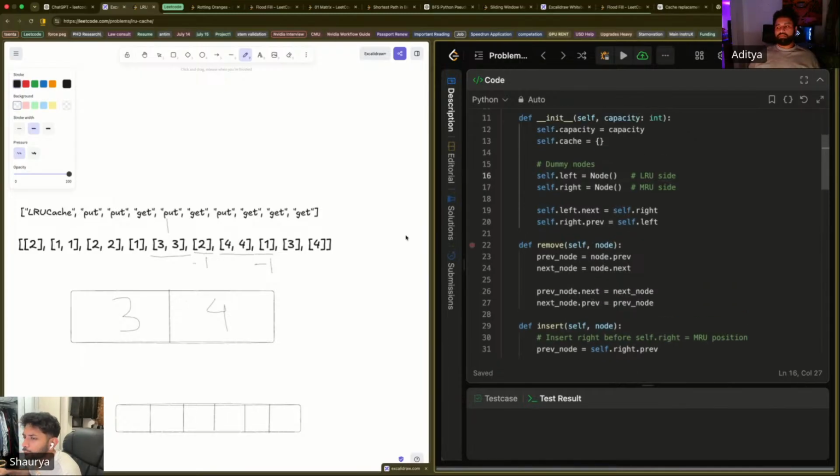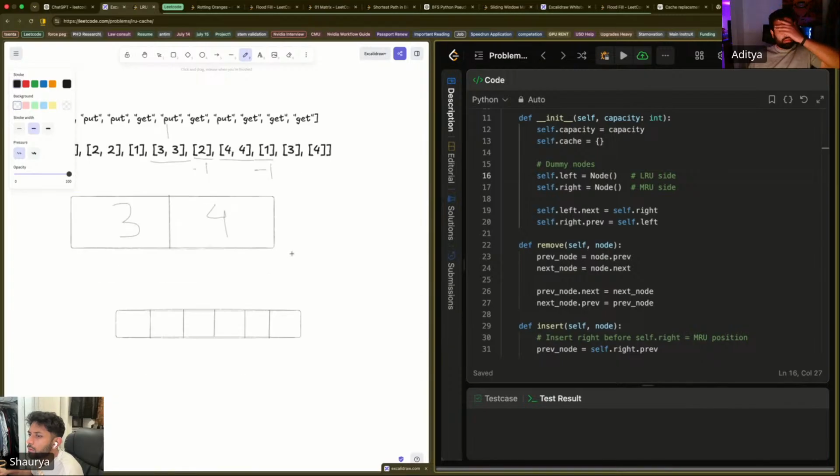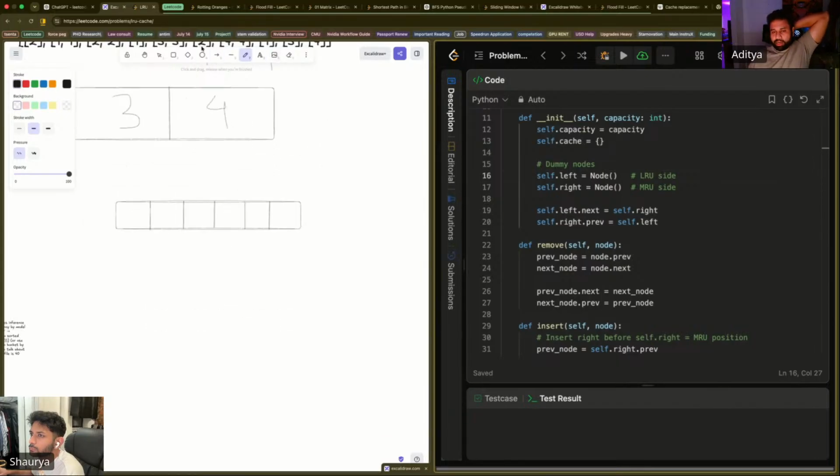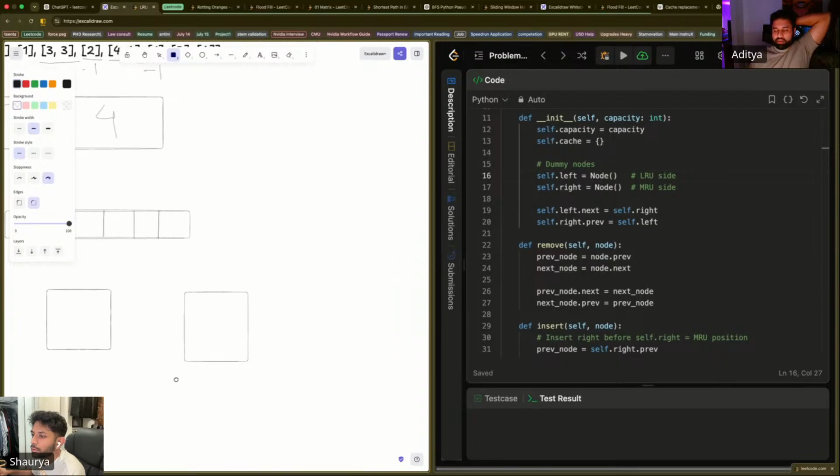Okay. What were you trying to visualize over here? You can create three boxes separately and point them like a train.